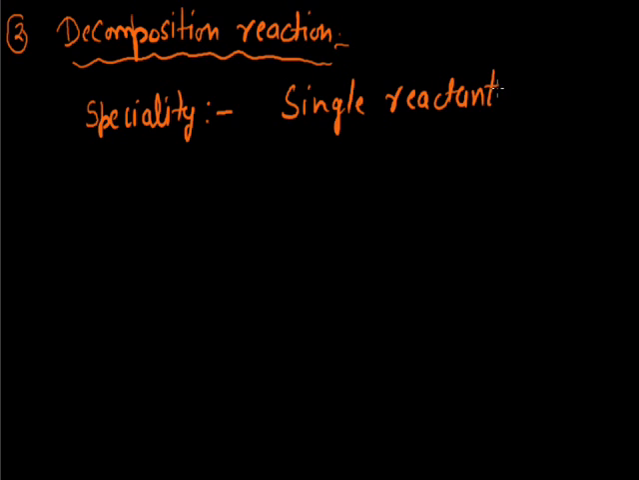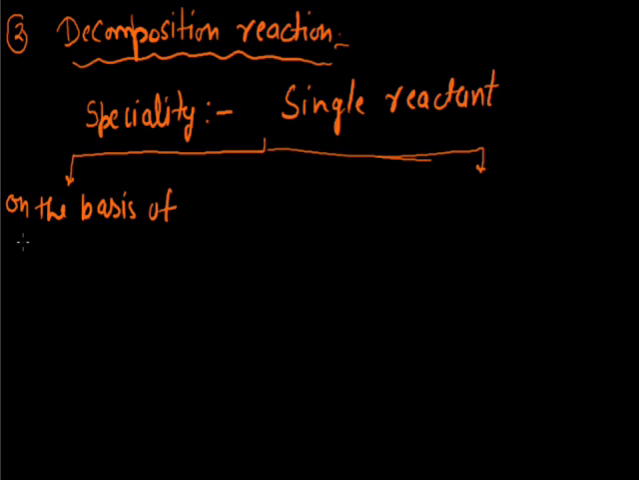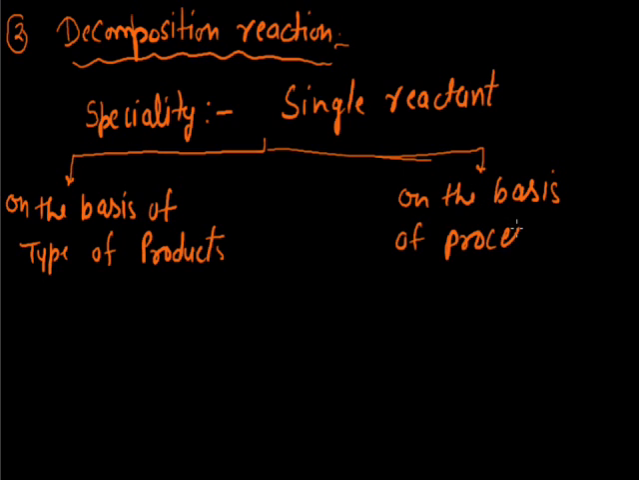This is the identification or specialty of this reaction. Here there is always a single reactant present in this reaction. Now we can classify it on the basis of two things. First one is on the basis of type of products, and second one is on the basis of the process which is involved in this reaction, or the process by which the decomposition is held.